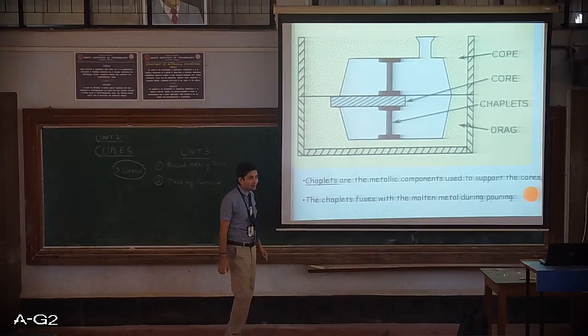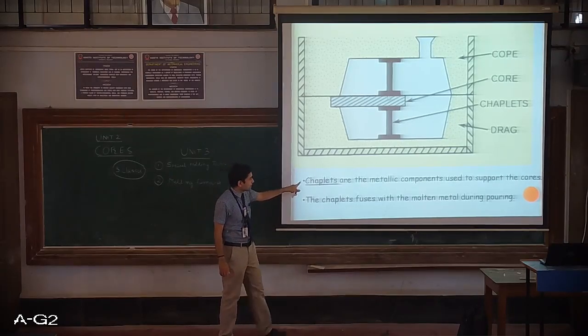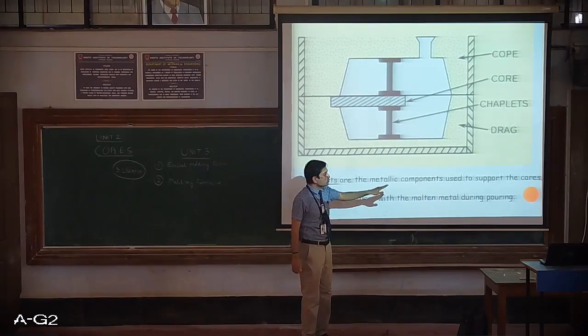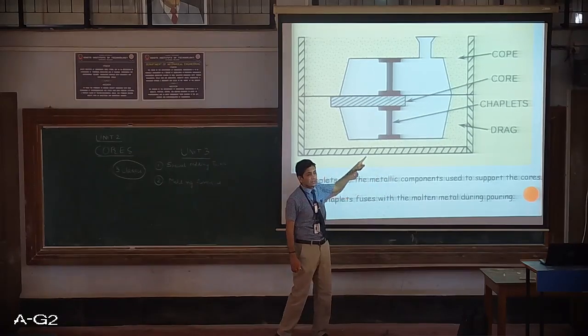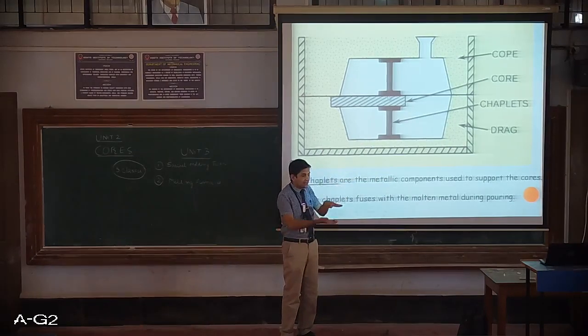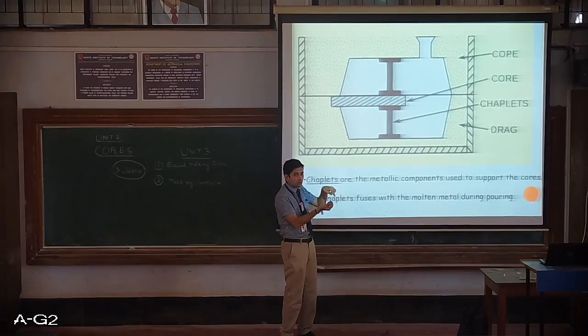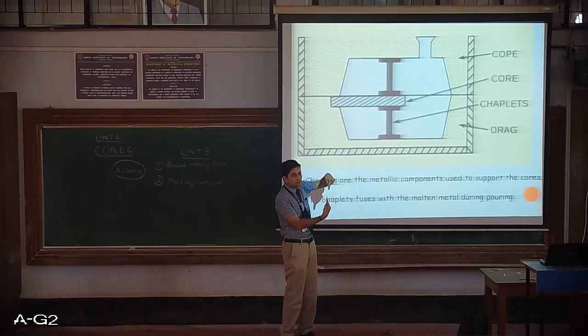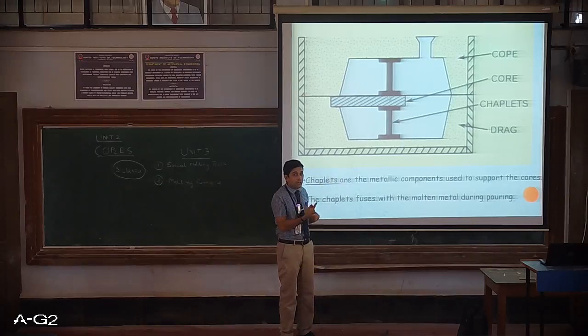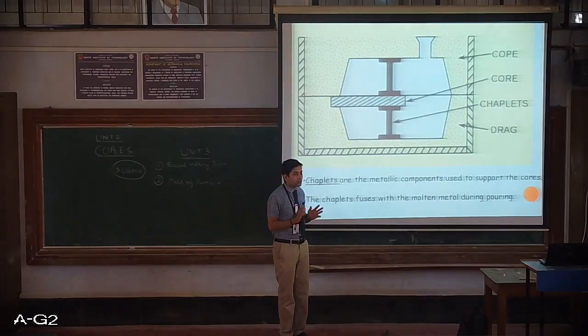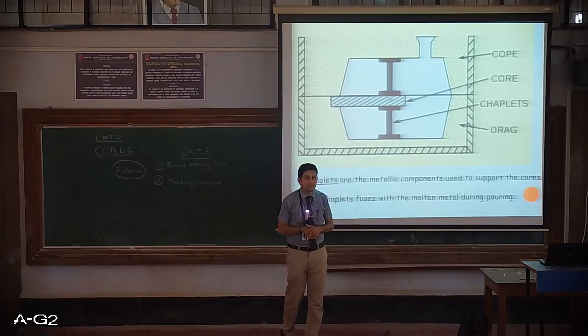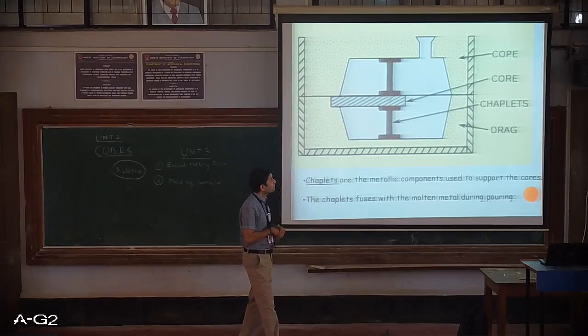I hope you have understood the meaning of the term chaplet. Chaplets are the metallic components used to support the cores. The core has to stand inside the mold cavity, so it has to balance its position. To balance the position of the core, we make use of a chaplet. These chaplets are made of metal, and they fuse when you pour the metal and become a part of the molten metal, or the casting. This is one thing which is new to you all, so understand and remember it. It is called a chaplet.